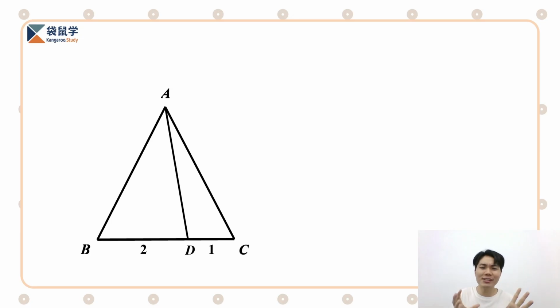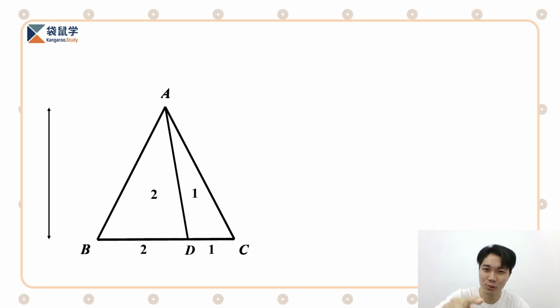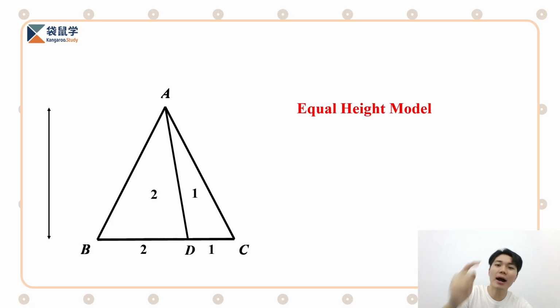Okay? So if we have this ratio, can you tell me what the ratio between the area of triangle ABD and ADC will be? If the length ratio is 2:1 and the height is the same, then the area ratio will also be 2:1. We call this the equal height model. Okay? So now we know this, let's go one step deeper, even harder.